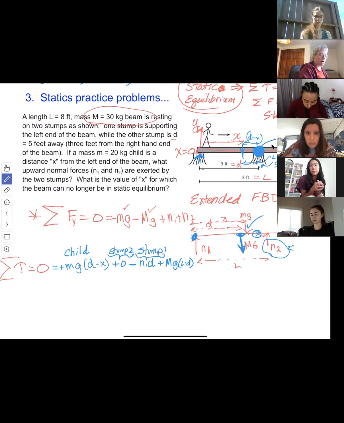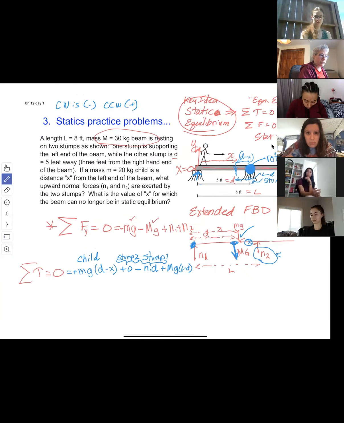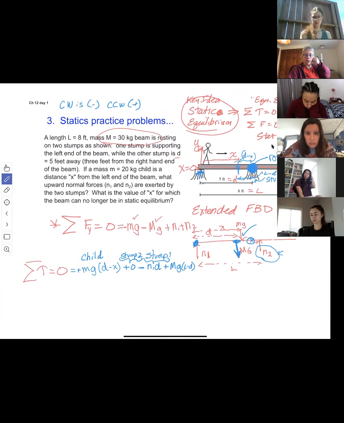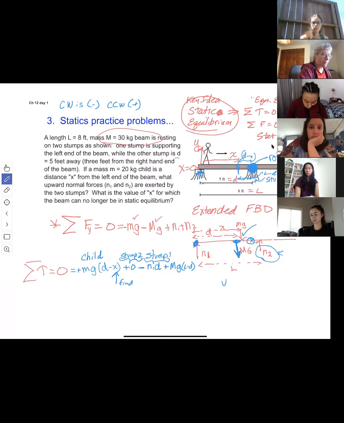Now I want to circle back to something that Heather said, because if their group was talking about times when the normal force might be 0, they're actually thinking one step ahead to answer the problem. I wanted you to make these two equations, so let's take a look. I'm trying to solve for x. That's my find. What do we not know? The unknowns are x, which we're trying to find, N1 and N2.